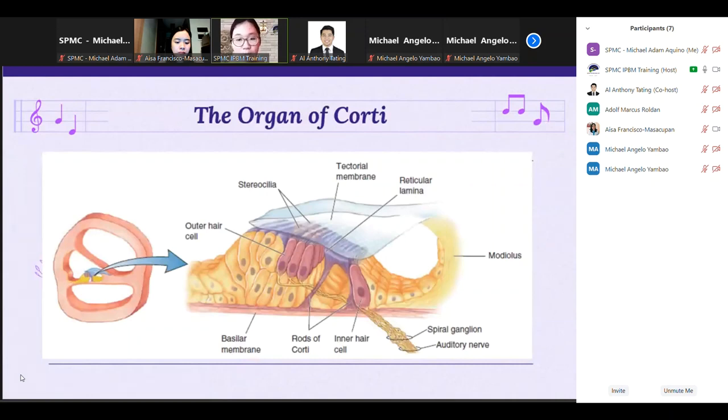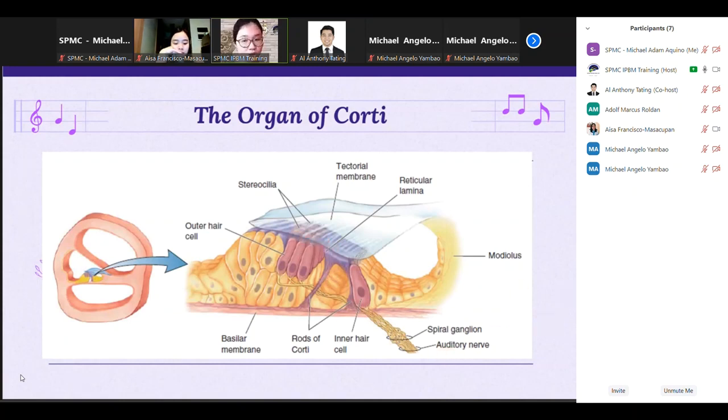So now we come to the point in the system where the neurons are first involved. The auditory receptor cells, which convert mechanical energy into a change in membrane polarization, are located in the organ of Corti. The organ of Corti consists of hair cells, as we have seen earlier, the rods of Corti, and various supporting cells. The auditory receptors are called hair cells because each one has 10 to 300 hairy-looking stereocilia.